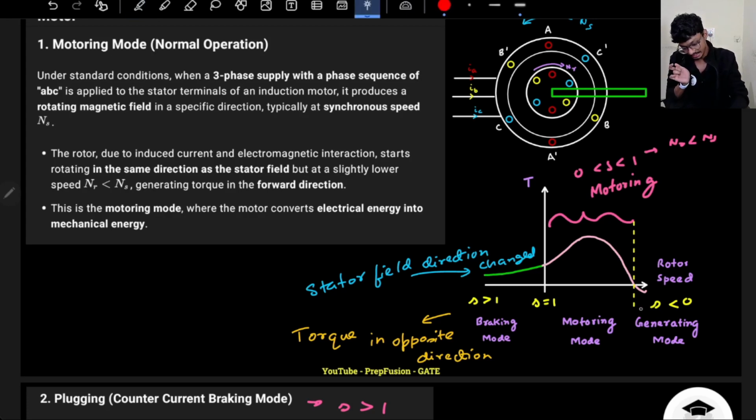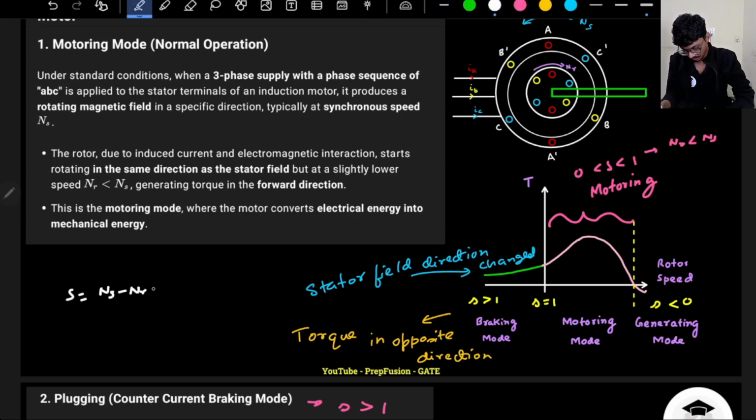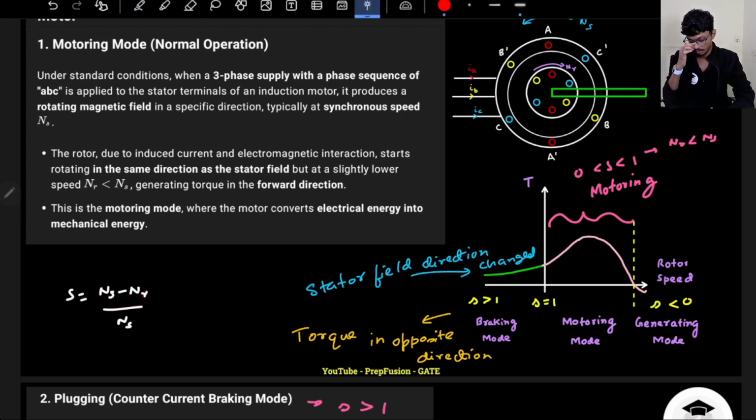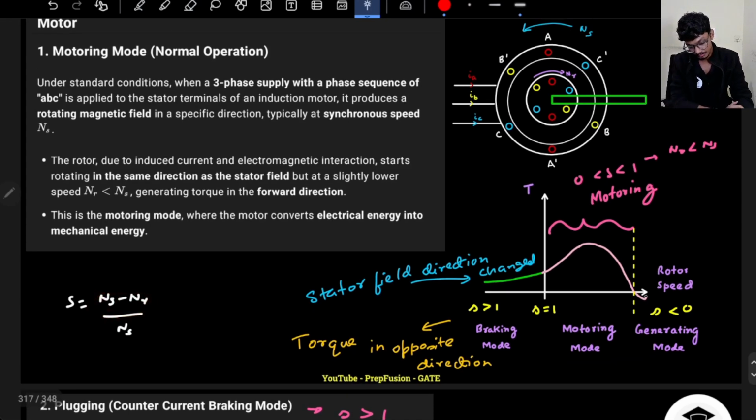For some reason, if slip is negative, what does that mean? Slip is basically ns minus nr divided by ns. Slip equal to 0 means relative speed is almost negligible, right? If slip is negative, that means nr is higher than the synchronous speed, correct? That means the rotor speed will be higher than the synchronous speed. When will that happen? That will happen in regenerative braking.